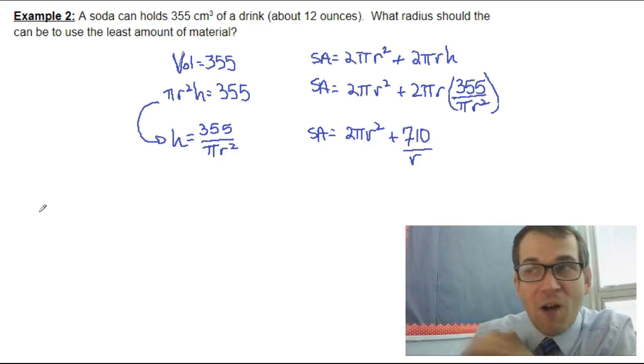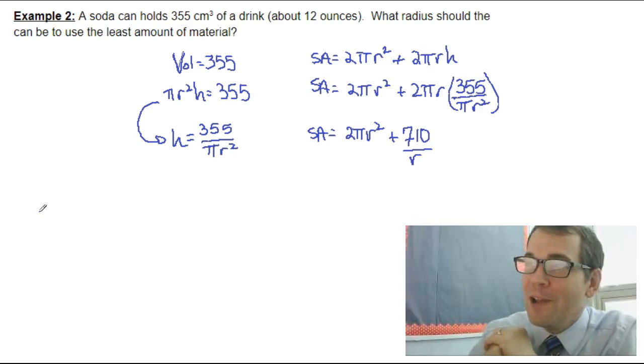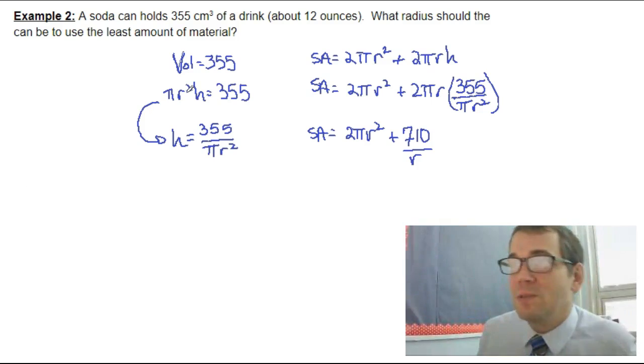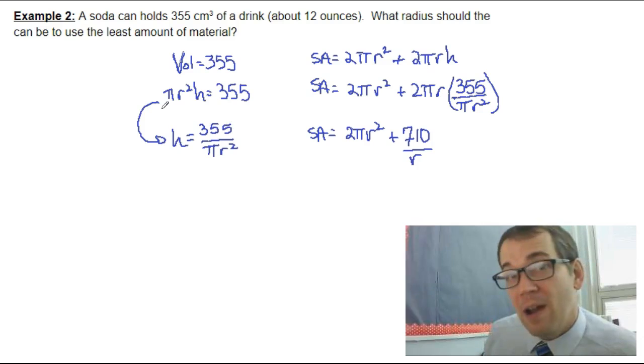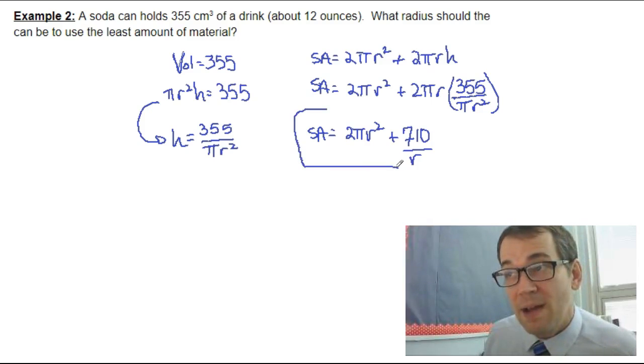So the good news is all that algebra we did and all that calculus on this example, we don't actually have to do all that work. What we can do, if you look at the notes, we got to this point where we figured out that the height was 355 over pi r squared. We took that expression, plugged it into the surface area formula, got the surface area to equal this. This is the function that we want to minimize.